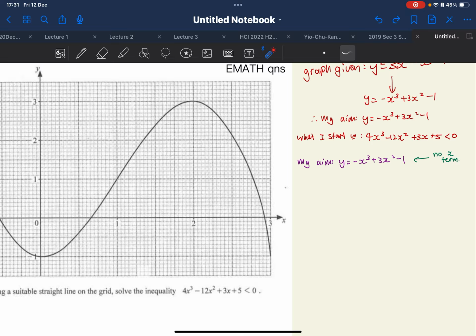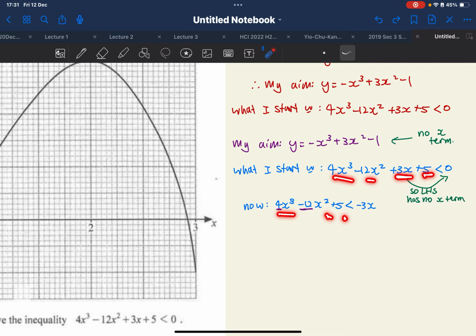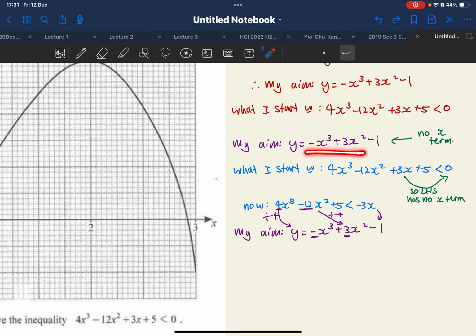So I will bring this x term over to the right hand side, because again I want my left hand side to be this. I bring it over, so now I have this without the 3x. The 3x I bring over becomes negative 3x. Now I will divide by 4 to get this, because again my aim is this. My aim has negative 1 and 3, but what I have now is 4 and negative 12.